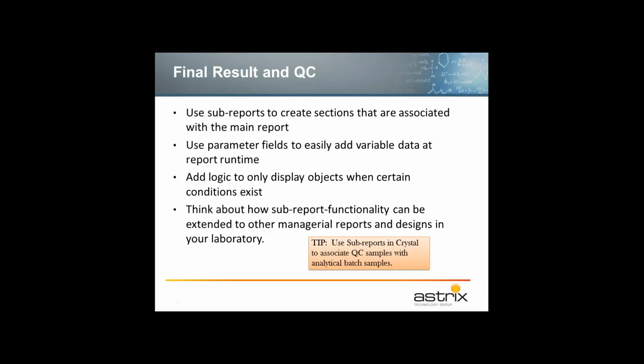So use those sub-reports to create sections that are associated with the main report. Use parameter fields to easily add variable data at report runtime. Use logic to only display objects where conditions exist. And then think about how that sub-report functionality can be extended to maybe other managerial reports and designs in your laboratory. And again, the main take-home tip here is use those sub-reports to associate QC samples with analytical batch samples.